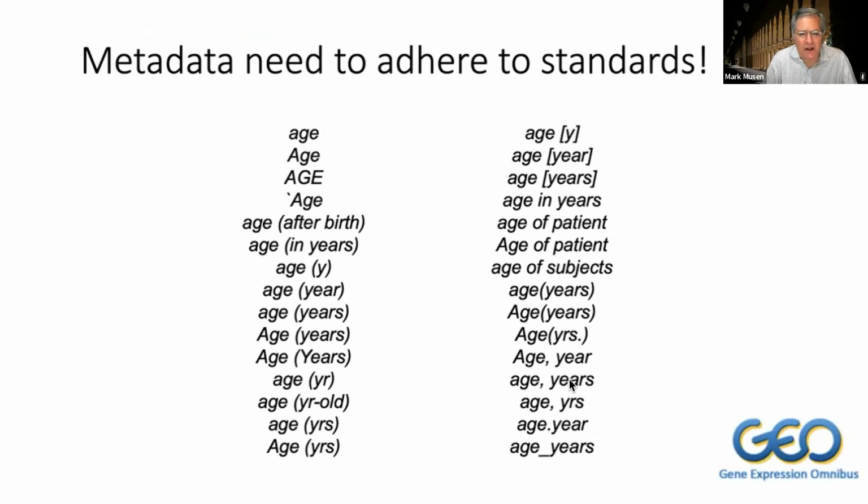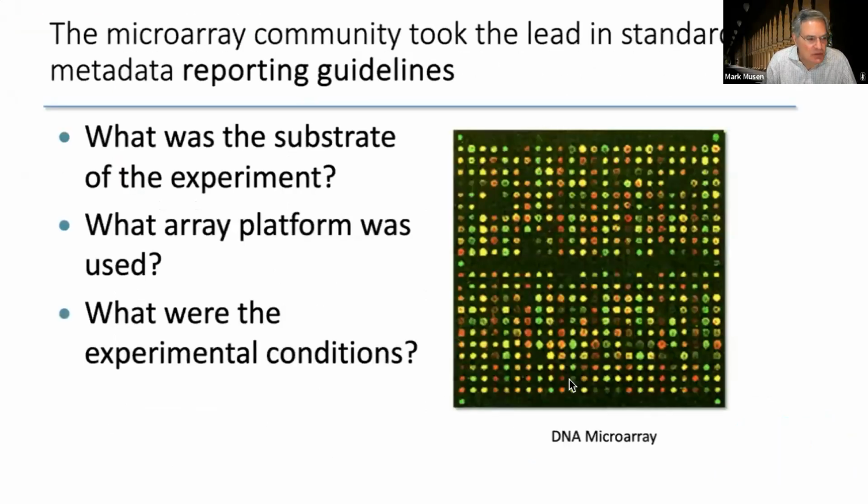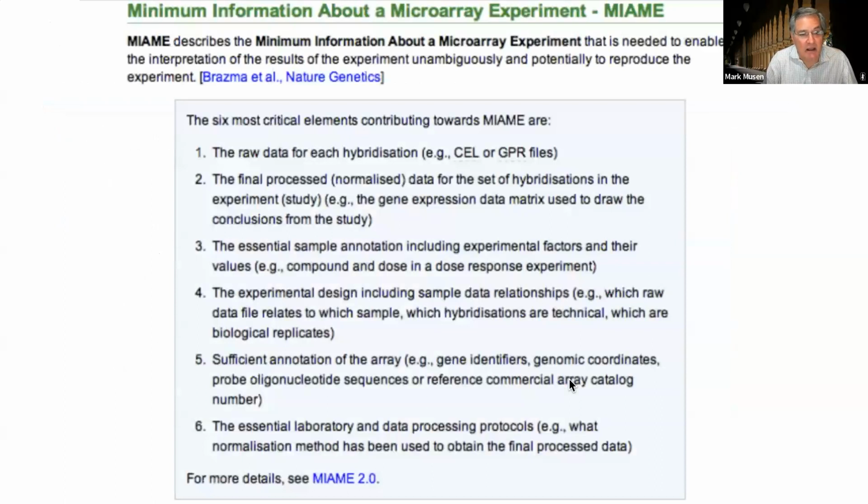The other side of the coin is that not only do we need standardized terms, but we need a standardized structure. And probably the best example of that really is what happened in the microarray community 20 years ago, when it was recognized that there needed to be a standardized way of creating what's called a reporting guideline for microarray experiments. People had to know what was the substrate, what was the platform, what were the experimental conditions. And that led to MIAME, which provided a standardized way for talking about what are the aspects of the experiment that need to be included in any kind of a coherent description of a microarray experiment.